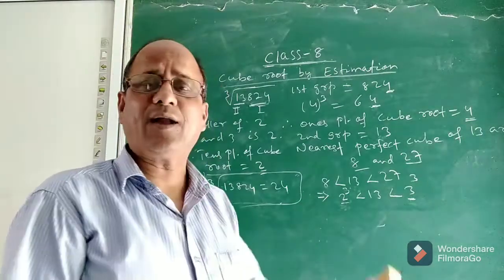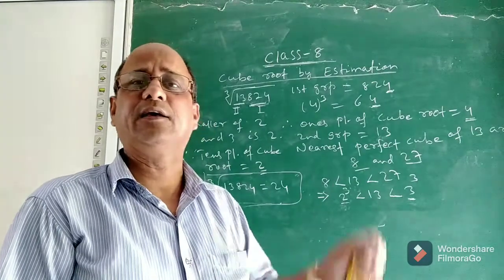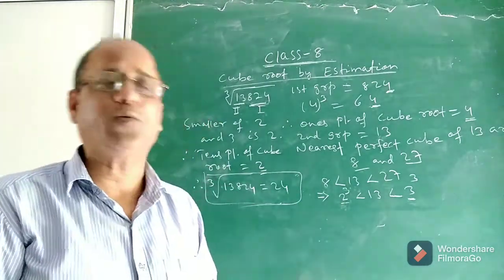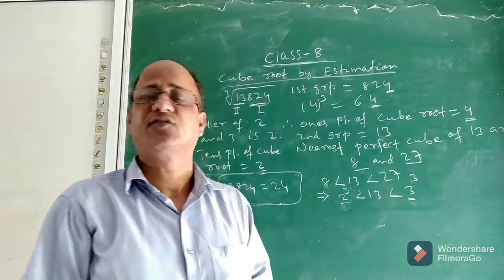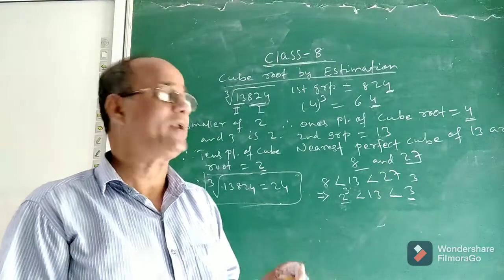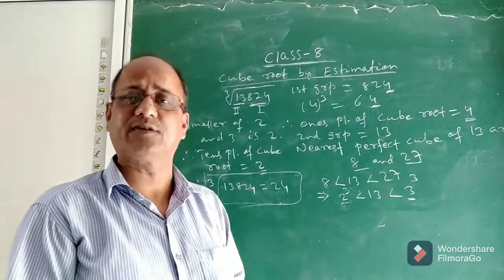One thing I would like to advise: if the question asks you to find the cube root by the estimation method, then only follow the estimation method. Otherwise, there is no need to follow it. You will always follow the prime factorization method of finding the cube root of a positive or negative integer which is a perfect cube.